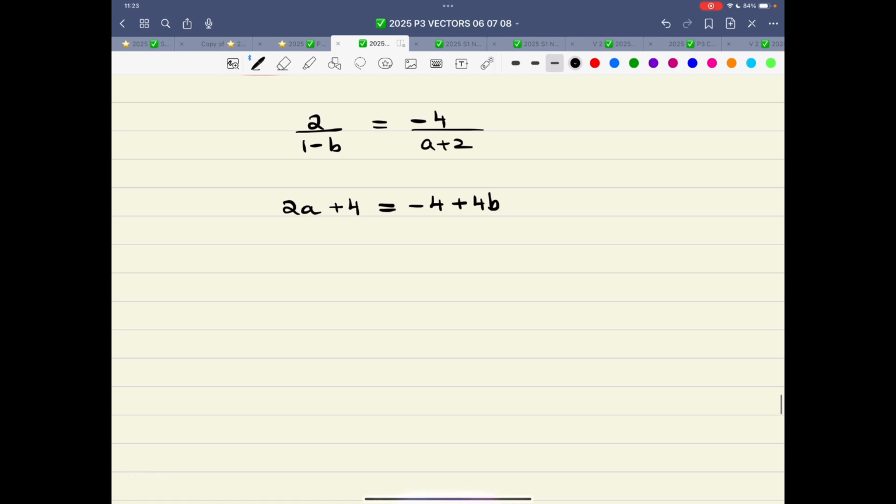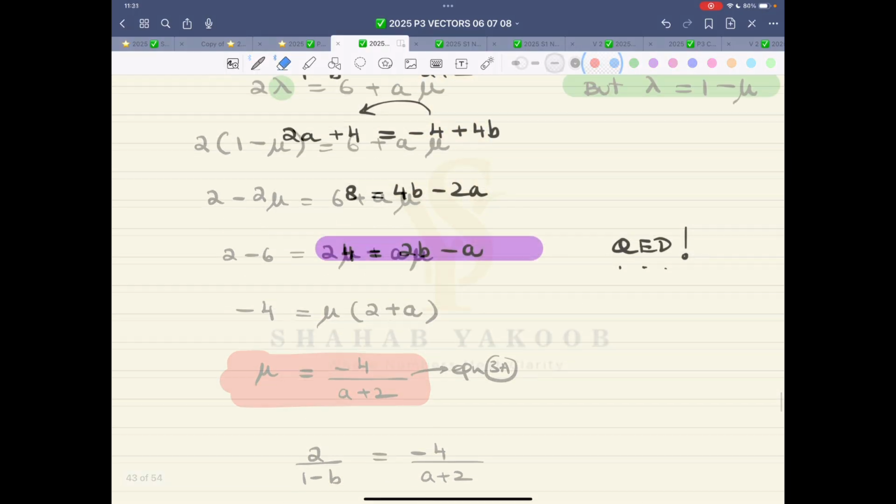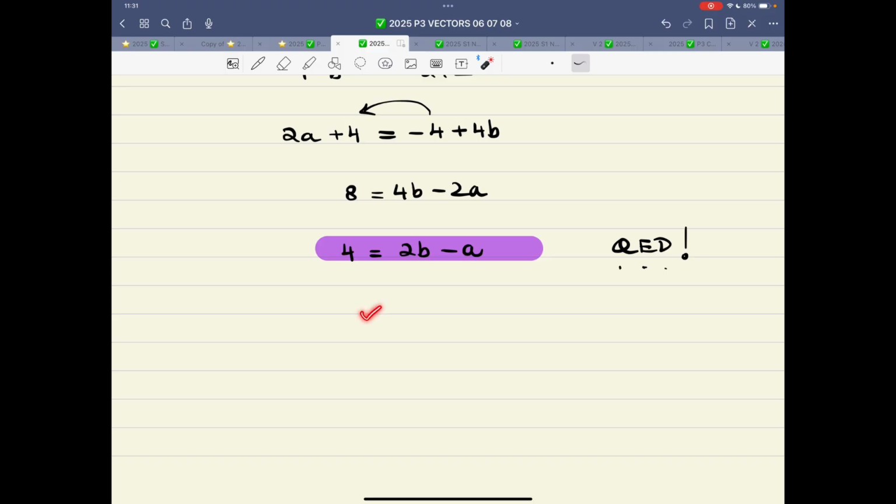Okay, so now let me take this 4 to the other side. That makes it 8. And this is 4b minus 2a. And yes, I'm almost done. Divide by 2. 4 is equals to 2b minus a. And hence, I have proven this thing. So 4 is 2b minus a, QED, quod erat demonstrandum, something like that, but quite easily done. So now this thing is proven. So now the first part is done.